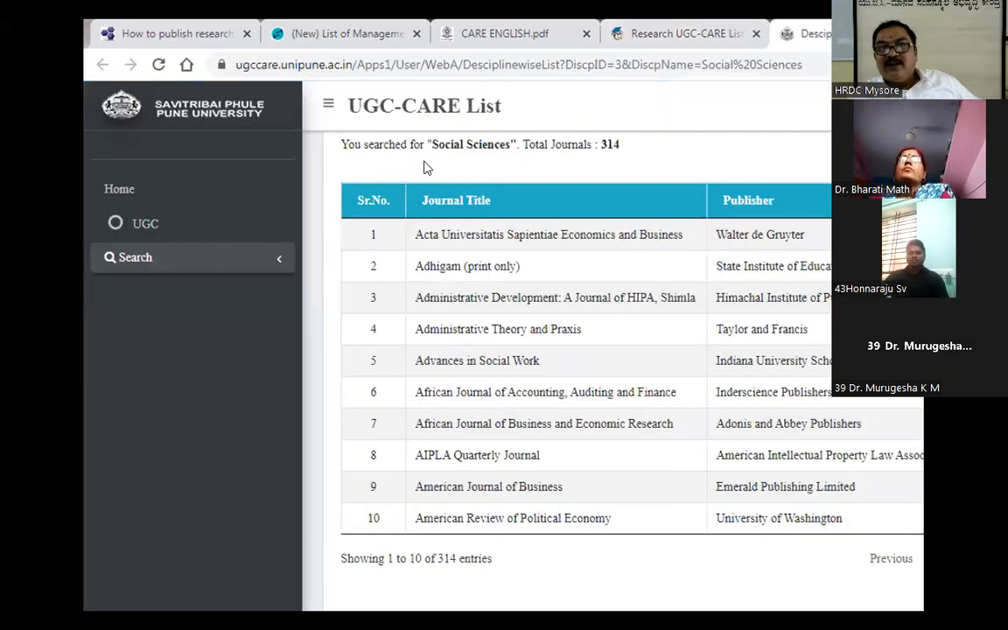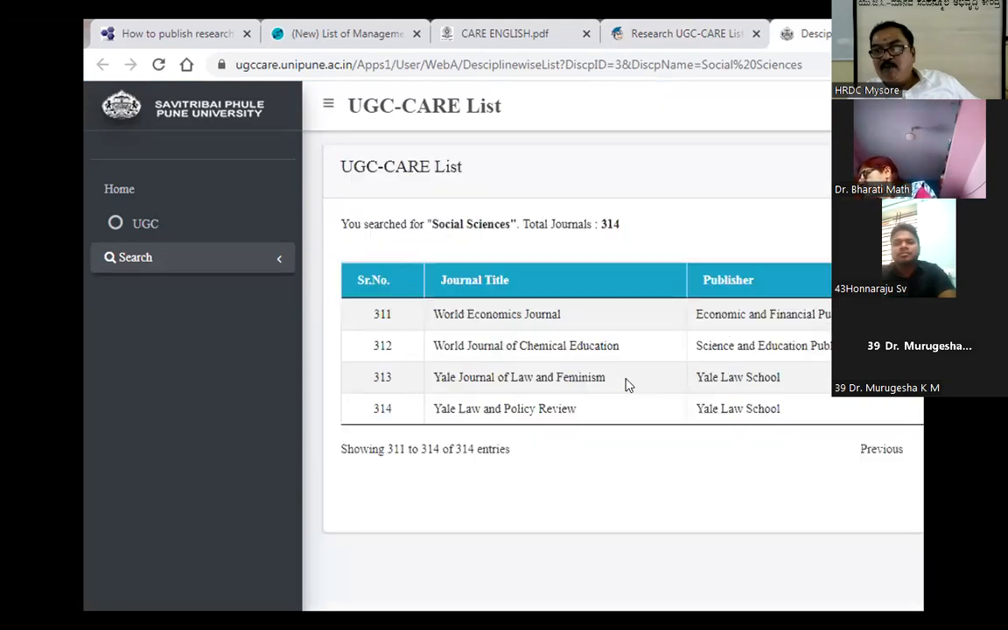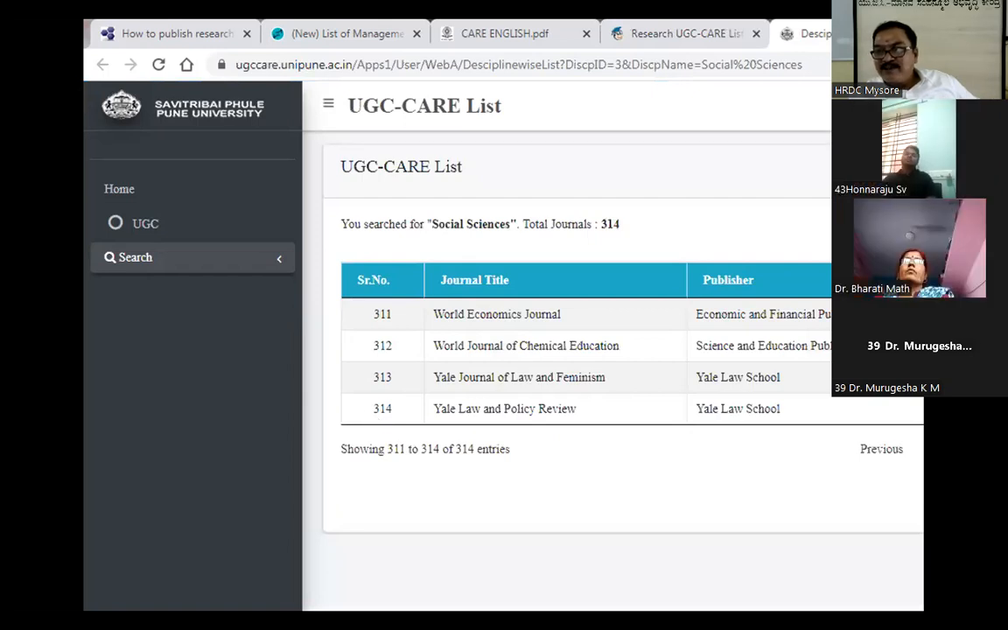Social sciences, as I told you, there are 314 in CARE list 1. There are 314 journals, starting from 1 to 10, going up to 314. I am just showing there is nothing bogus. There are 314 journals in CARE list 1. That is what I want to say. World Economics Journal, Economic and Financial Publishing, World Journal of Chemical Education, Science and Education Publishing, Journal of Law and Feminism, Yale Law School.